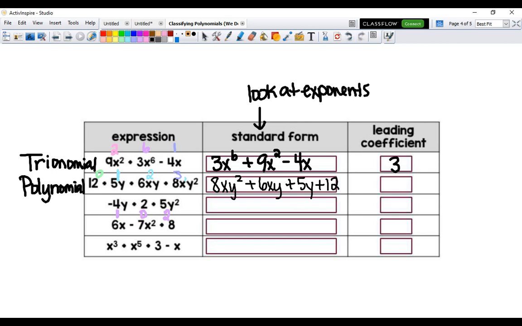So putting them from greatest to least, depending on the degree, the term with a degree of 2 will go first because that's greatest to least. Then the term with a degree of 1 and the term with a degree of 0. And my Beyonce, aka my leading coefficient, is 5.